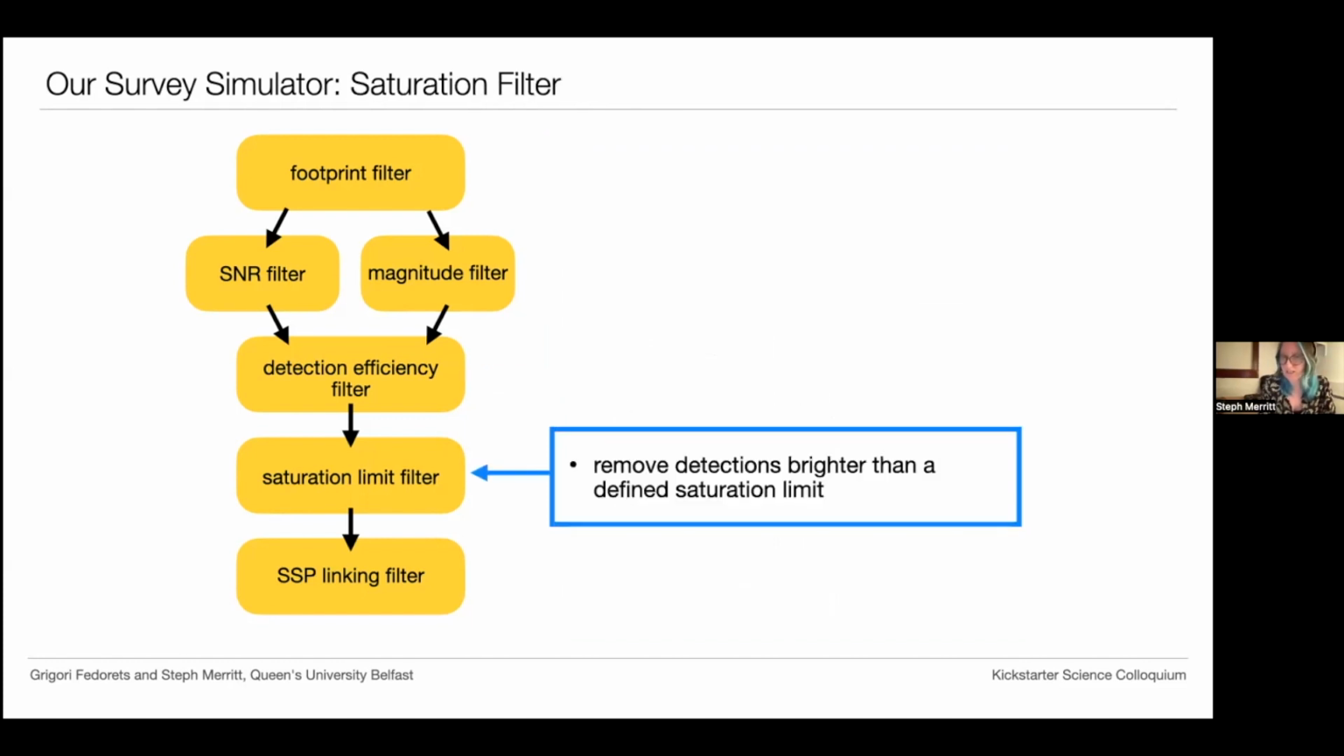We also have a saturation limit filter to remove all detections brighter than a defined saturation limit. Again, that can be defined by the user. Next up.